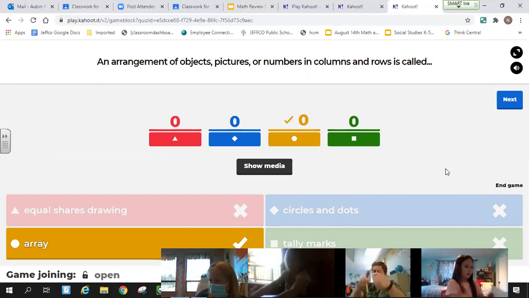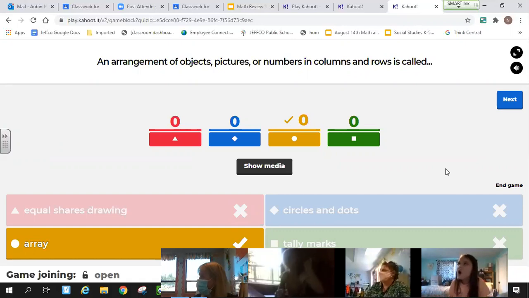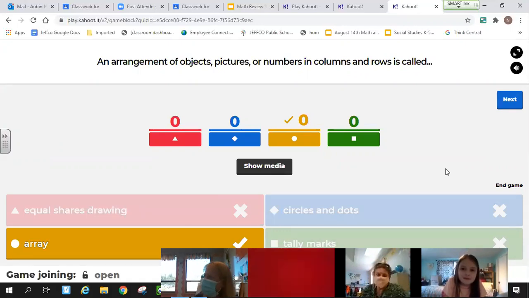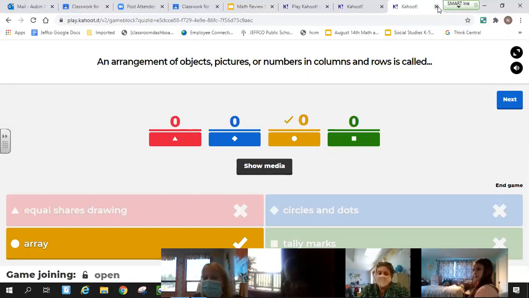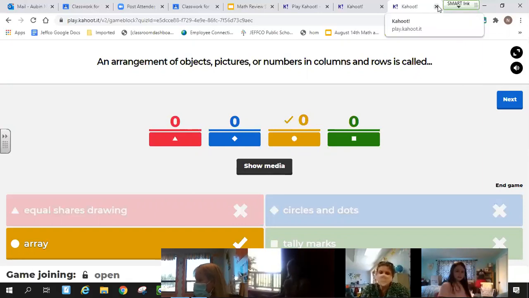That was exciting. And now we're ready to go back to whole body listening. You guys did great on that. Remember all the arrays I brought in, the twister board, the egg carton we looked at, the muffin tin. They're an arrangement of objects, pictures, or numbers in columns and rows. Excellent job with your vocabulary review.